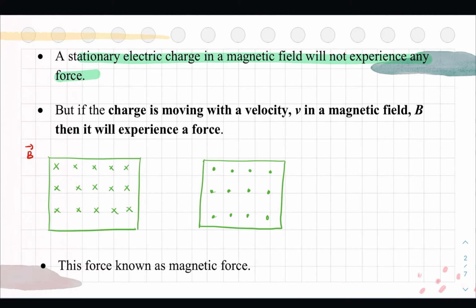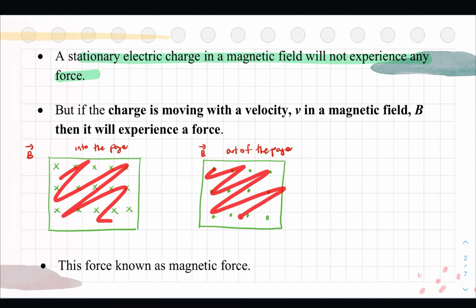Okay, yang gambar A ini, all the magnetic field pergi into the page. Dan yang kedua, yang B ini, B dia constant dan dia out of the page. Ya, macam kita belajar sebelum ni. So, dalam ni, the whole thing semua magnetic field. This one pun semua magnetic field.